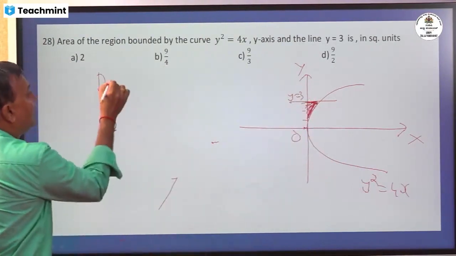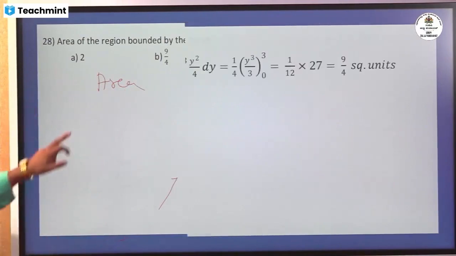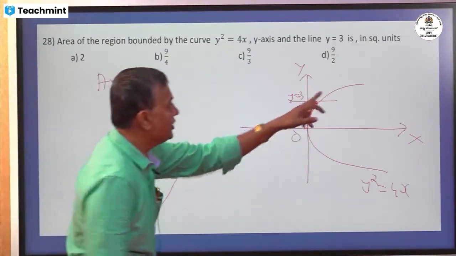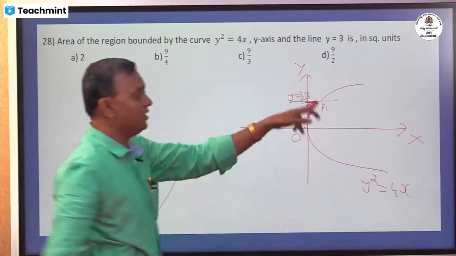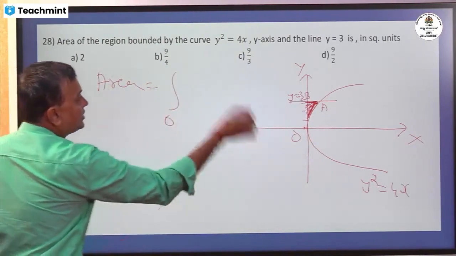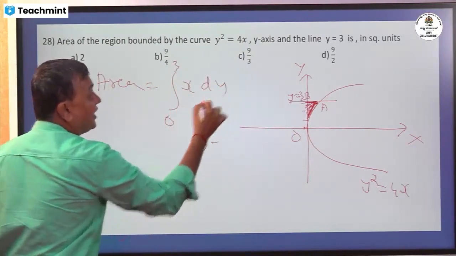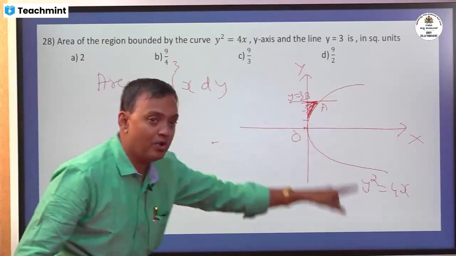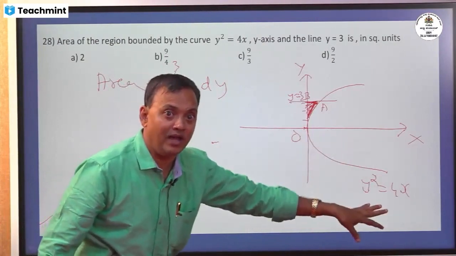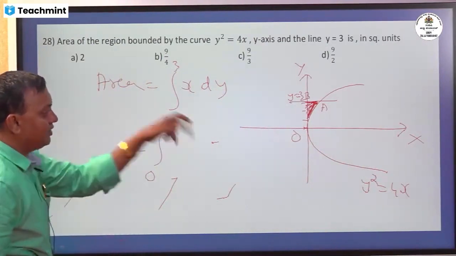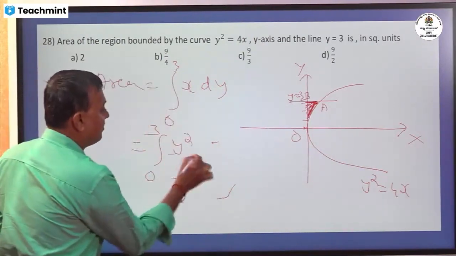So the required area. Look, if we take this as O A B, then our required area is this, correct? O A B. So what is the required area? Area is the integral from 0 to 3 of x dy, which means we have to write the function of y. X is a function of y, not y equal to f of x form but x equal to f of y form. So the integral from 0 to 3, x is y square by 4, dy.